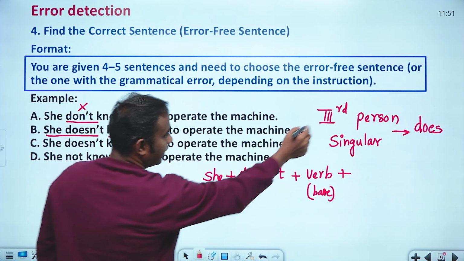Then the next one: sentence improvement or phrase replacement. Completely the word we are going to replace. Sometimes it's merged under the error detection category.